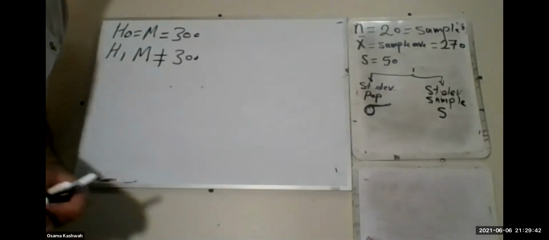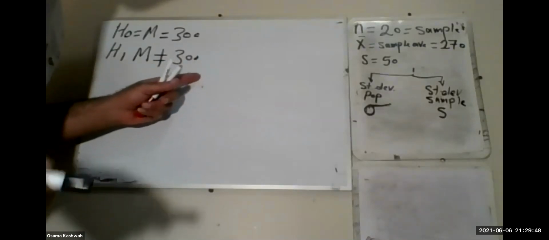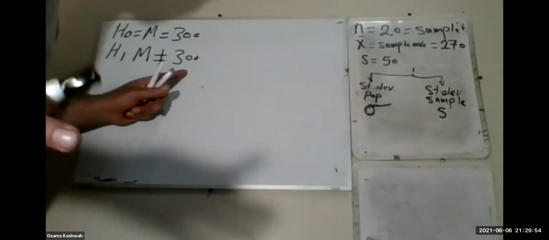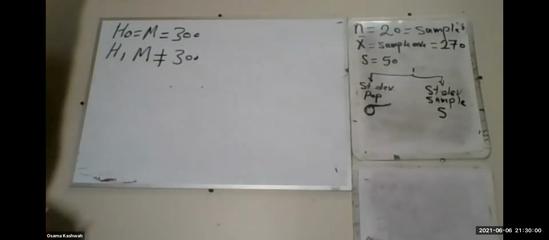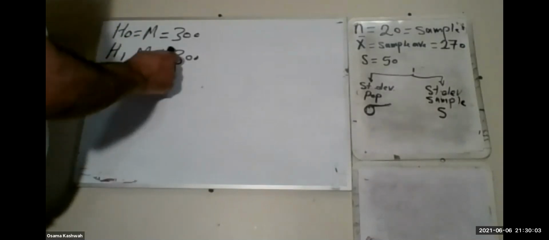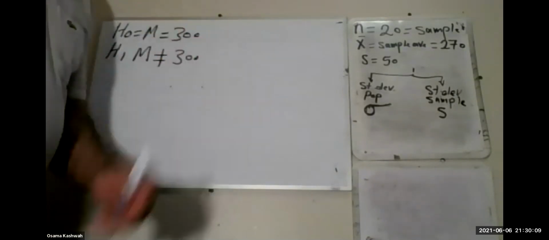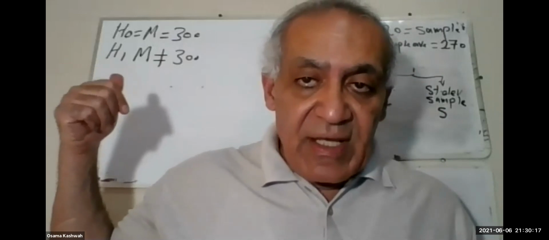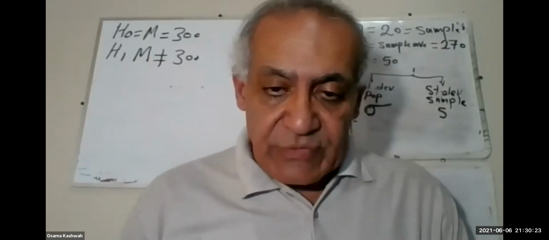What he's asking is whether the average of the population of the society is the same as the average of the sample or not. Does it make a difference? But he didn't say whether it is greater or less. If it is greater, I will use the greater sign. If it is less, I will use the less sign. But he said, does it differ or not? For that reason, we write the alternate hypothesis in that shape, unequal. Okay.